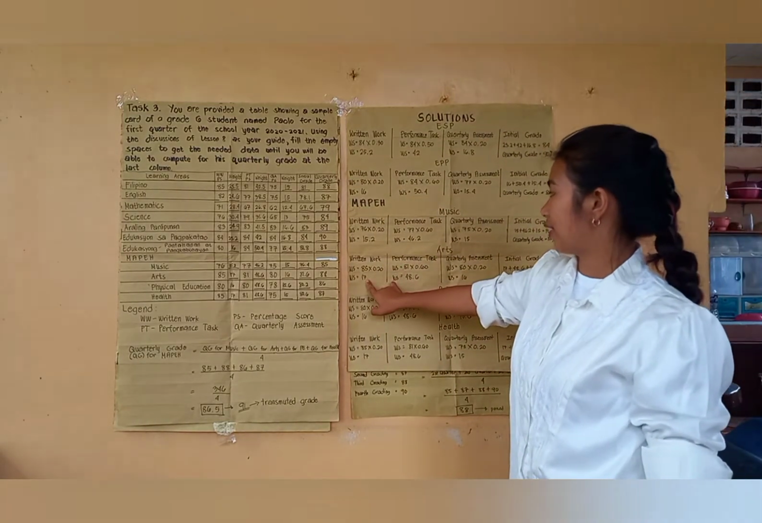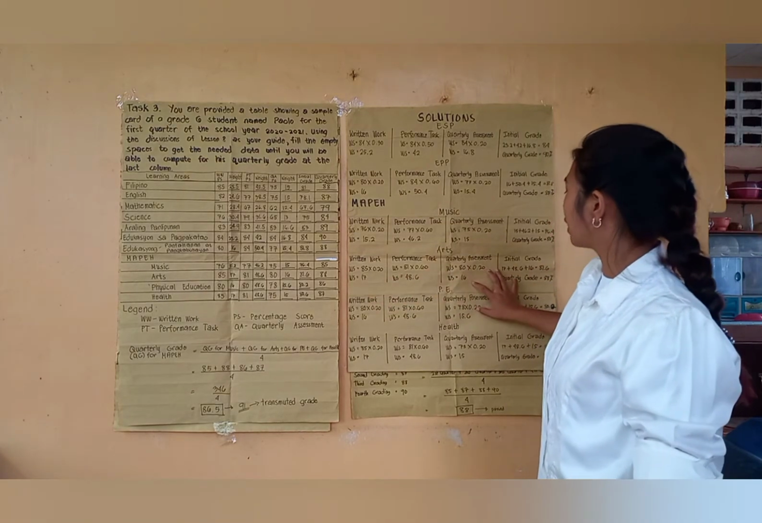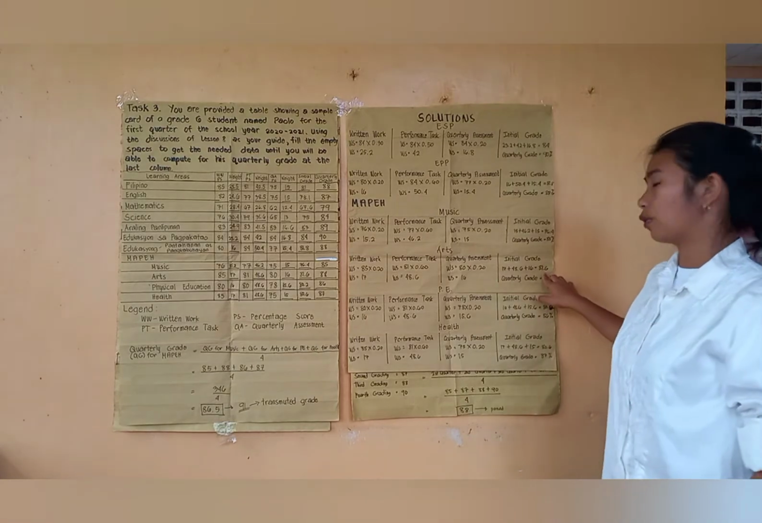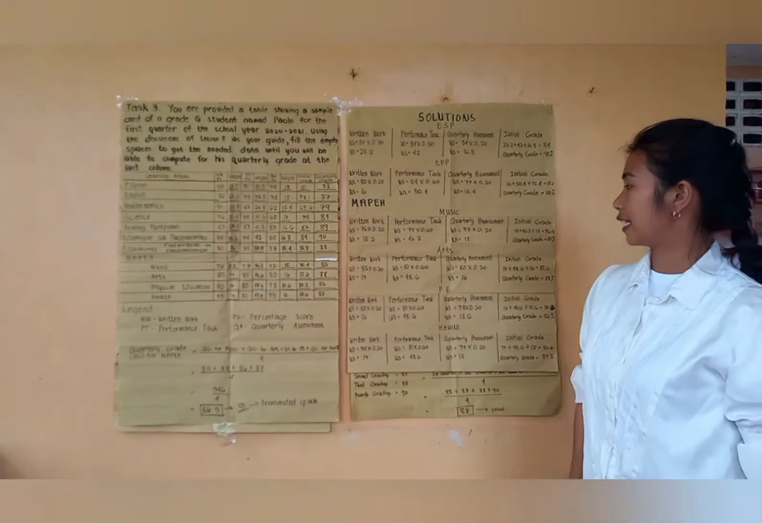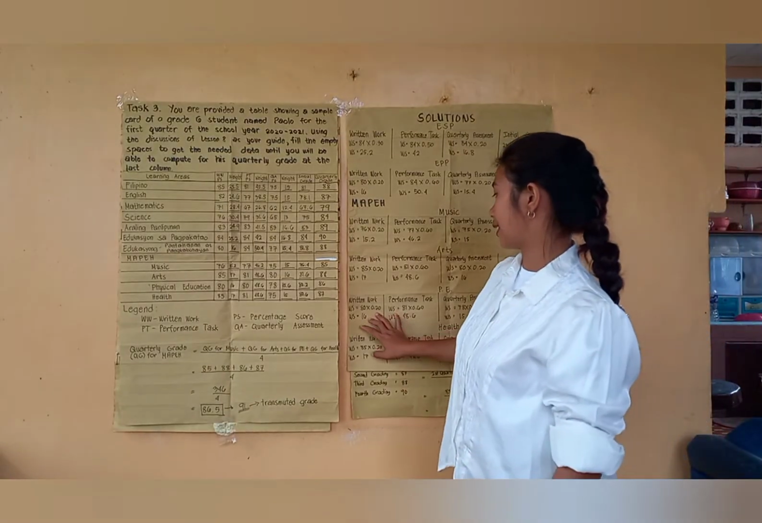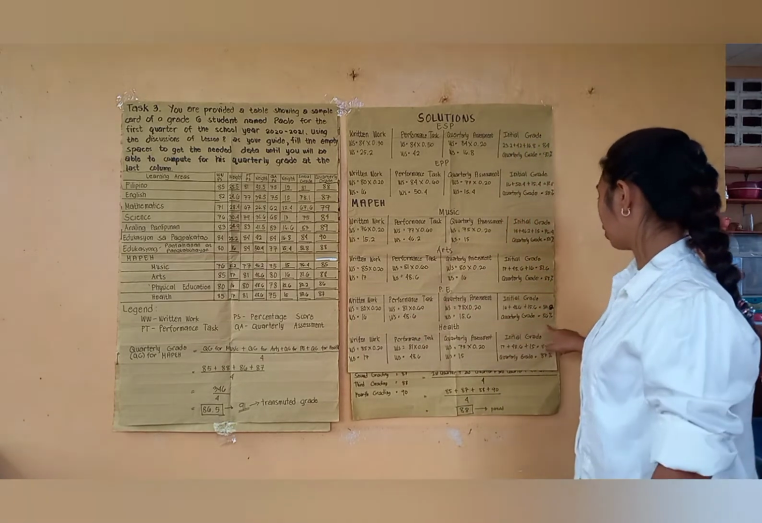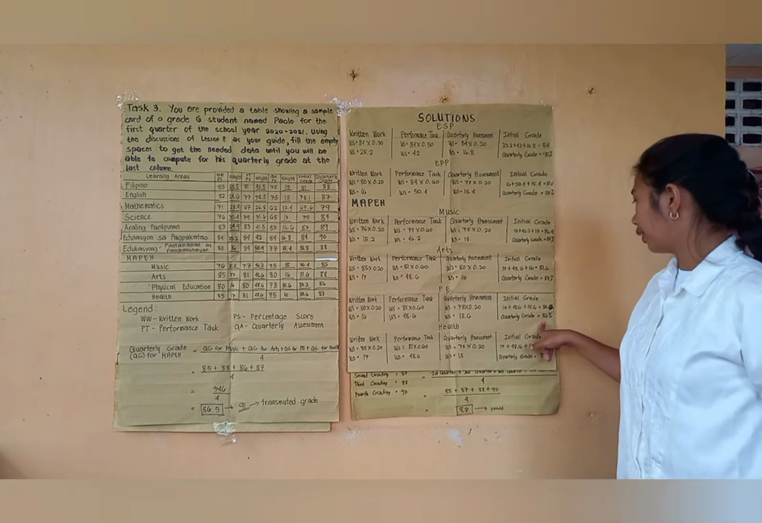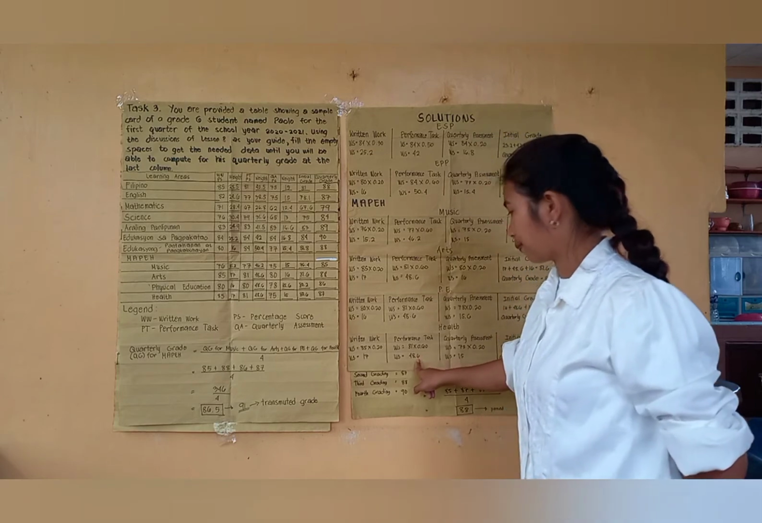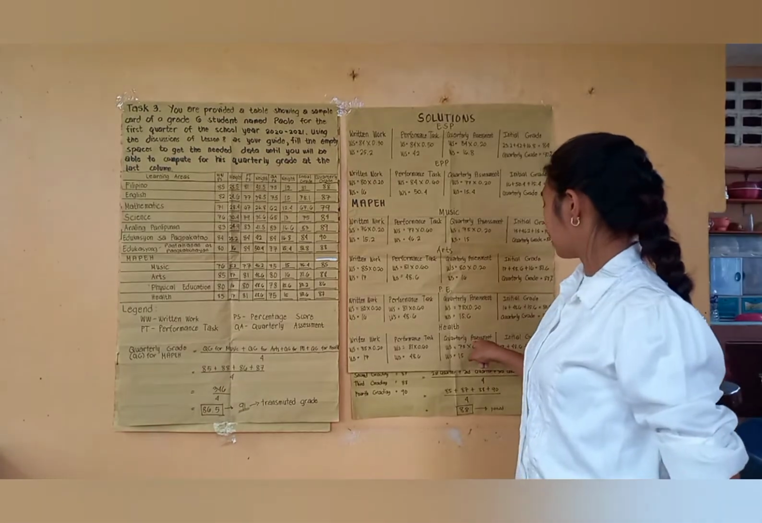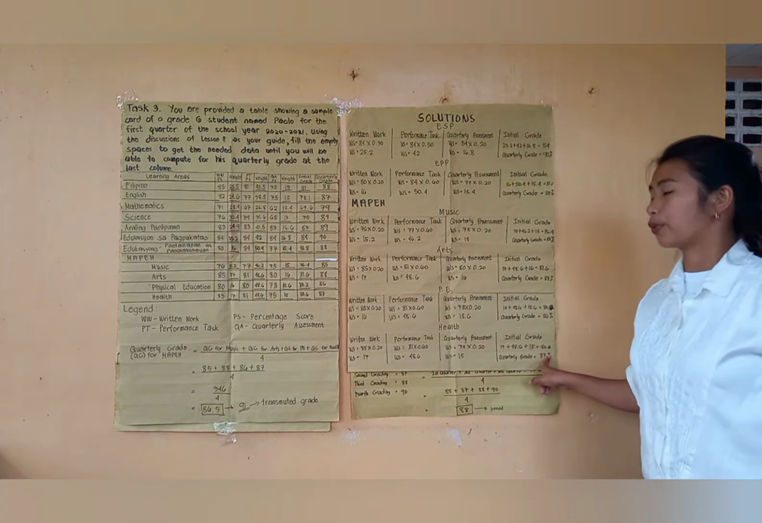Arts: written work 17, performance task 48.6. Quarterly assessment 16. Initial grade is 81.6. Quarterly grade is 88%. In PE, or physical education, the written work is 16. Performance task 48.6. Quarterly assessment 15.6. Initial grade is 80.2. The quarterly grade is 86. Health: 17 is the written work, 48.6 performance task. Quarterly assessment is 15, 80.6 the initial grade, and 87% is the quarterly grade.